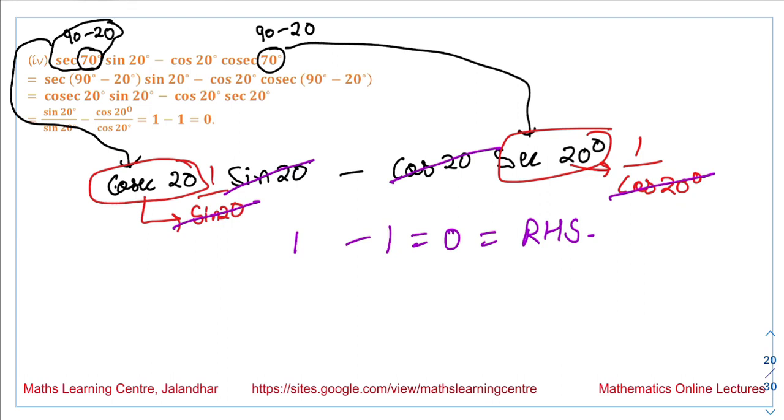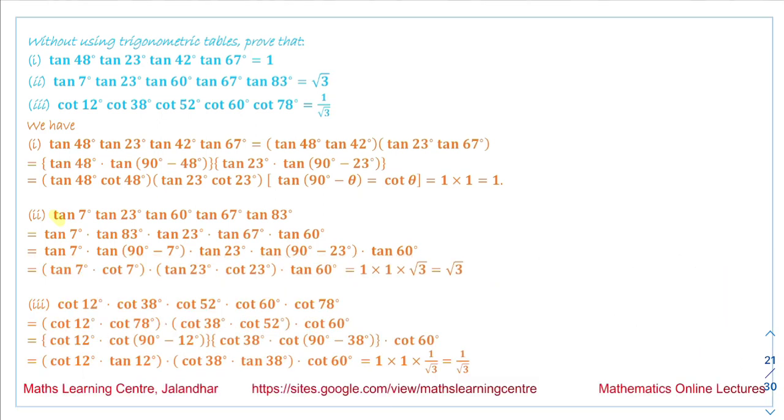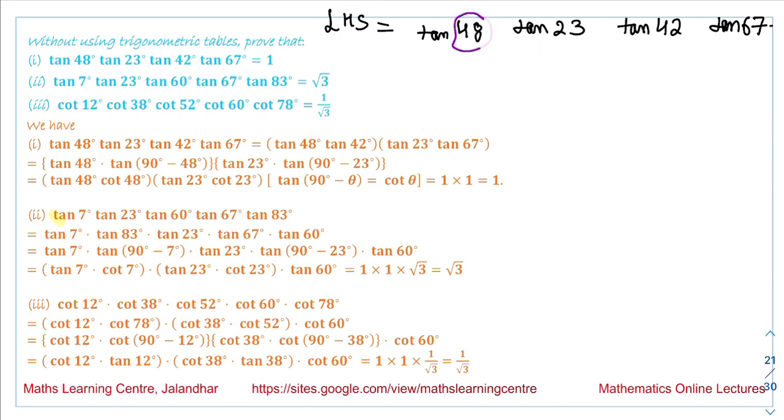Now next we have to prove these identities without using the tables. So the first is tan 48 into tan 23 into tan 42 into tan 67. This is the left hand side of the first equation. What we see from this is that 48 plus 42, the sum of these two terms, is 90.